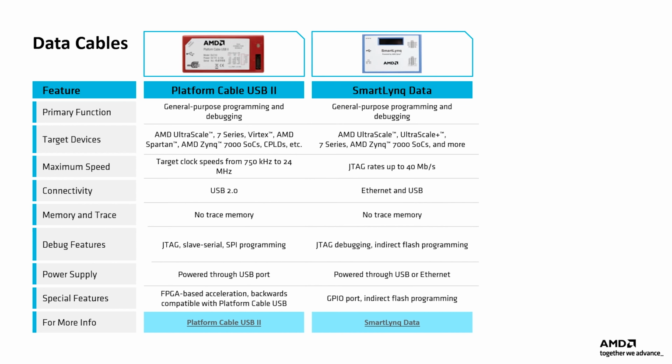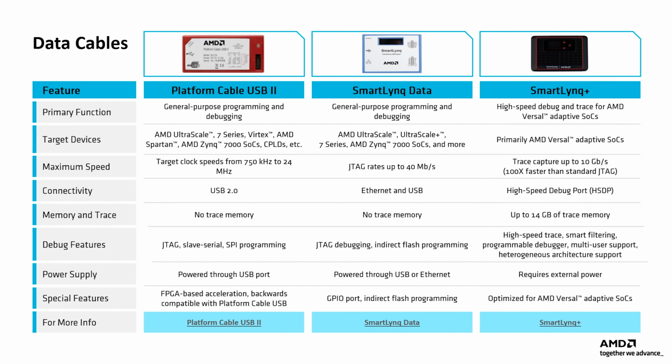The SmartLink data cable also focuses on general-purpose programming and debugging. It supports devices from UltraScale, UltraScale Plus, 7 Series, Zynq 7000 SoCs, and more. This cable provides JTAG rates of up to 40 megabits per second and connects via both Ethernet and USB. Key debugging features include JTAG debugging and indirect flash programming. It can be powered through USB or Ethernet and includes GPIO ports for additional functionality.